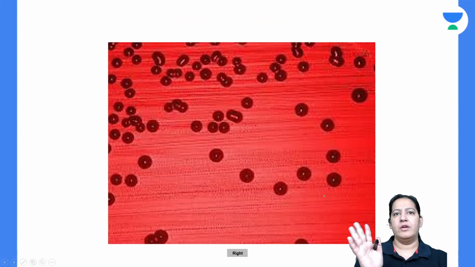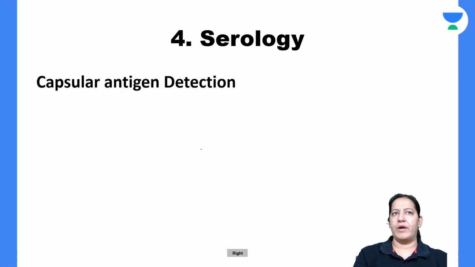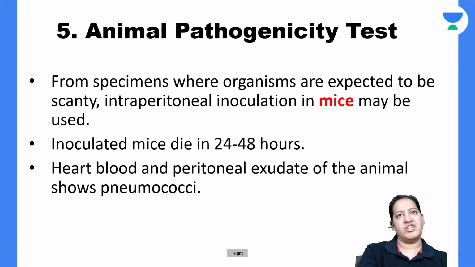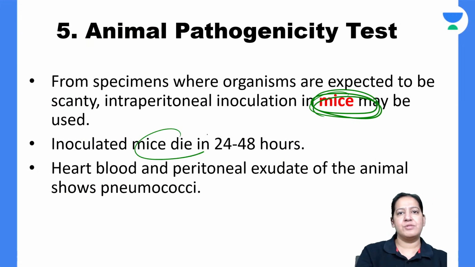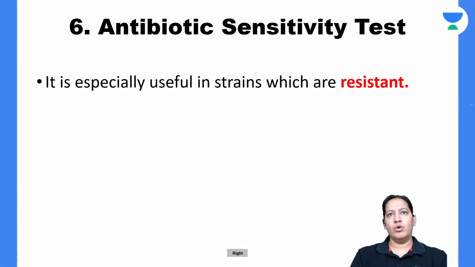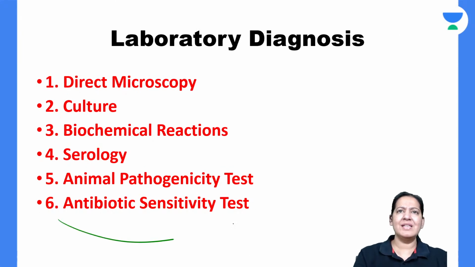So you know everything. Biochemical reaction, the 4 biochemical reactions you already know. Serology, you will detect the capsule. For the capsule there is the Quellung reaction. You will do the Quellung reaction. Animal pathogenicity, mice. You will inject it inside the mice and the mice will die. That is the Griffith experiment. You can do the Griffith experiment. You know it, right? And antibiotic sensitivity test, you can do the antibiotics. So these are the lab diagnosis.